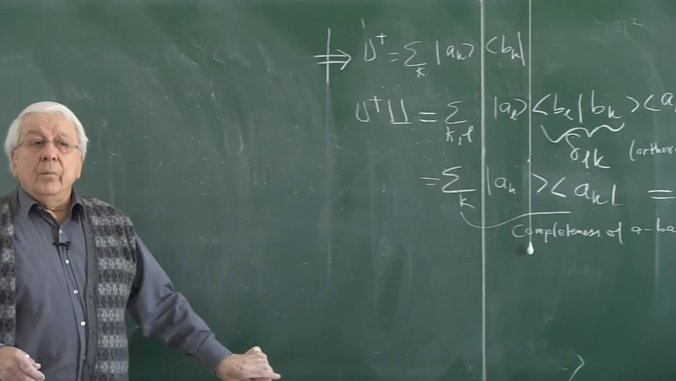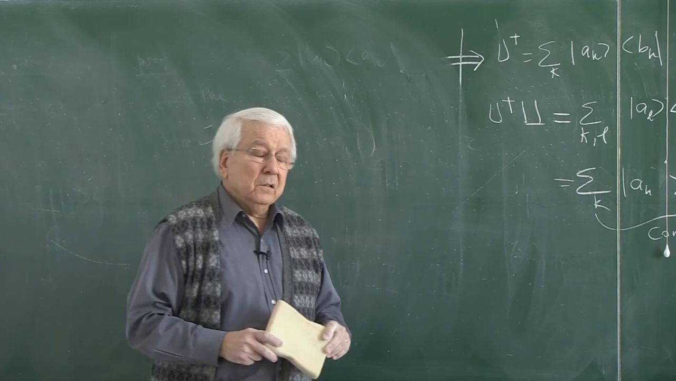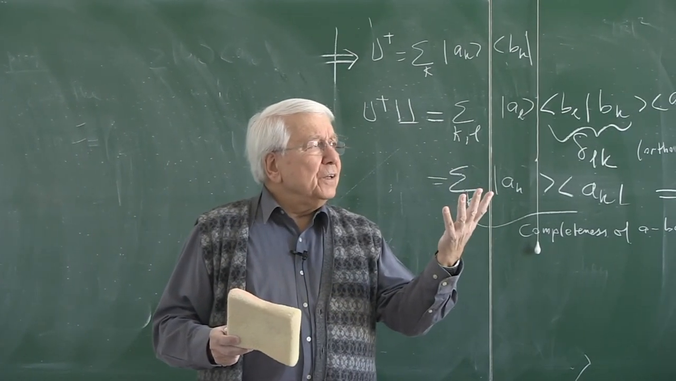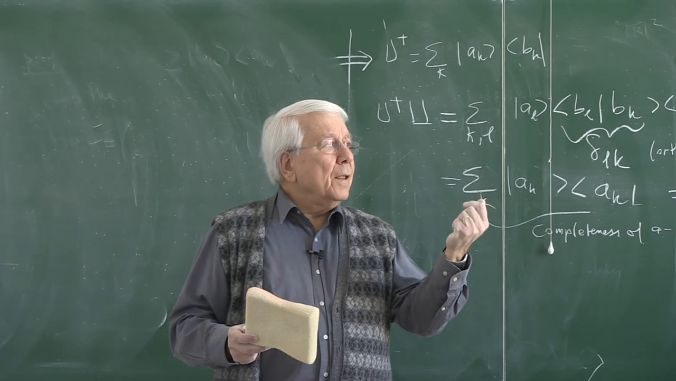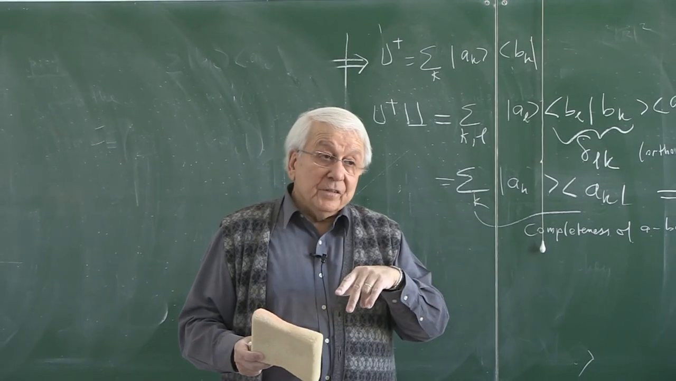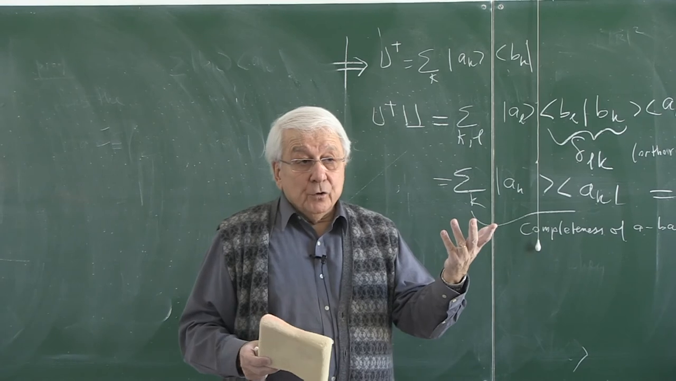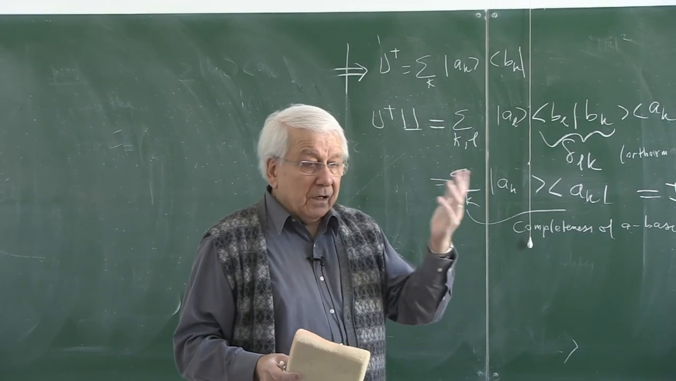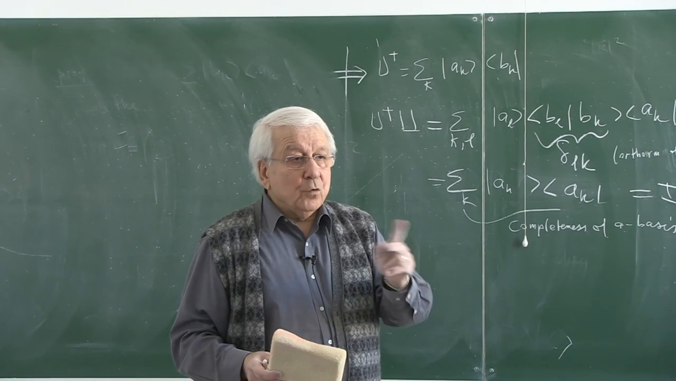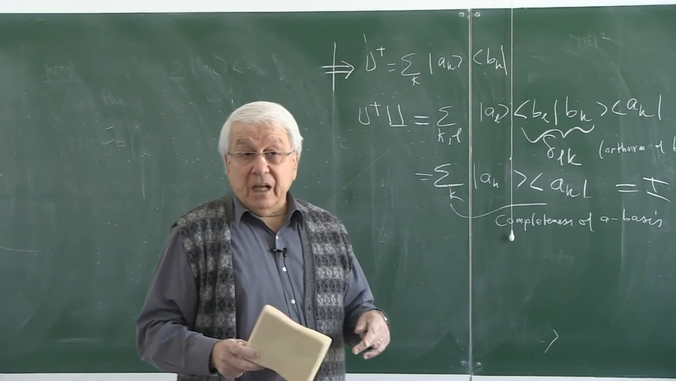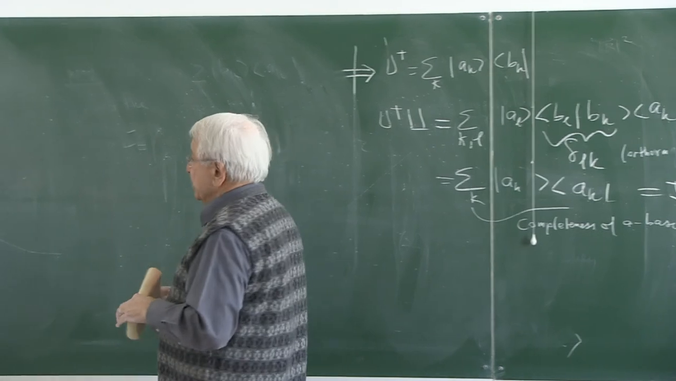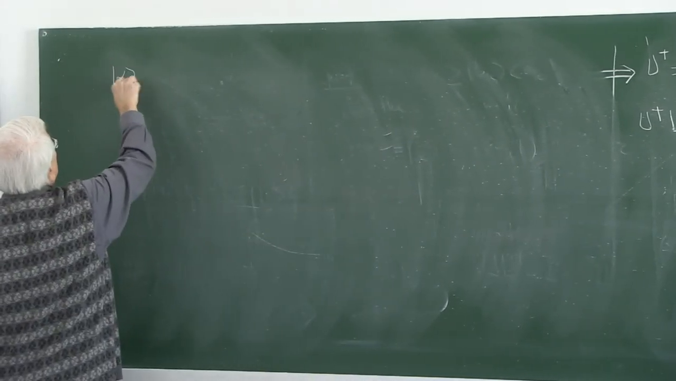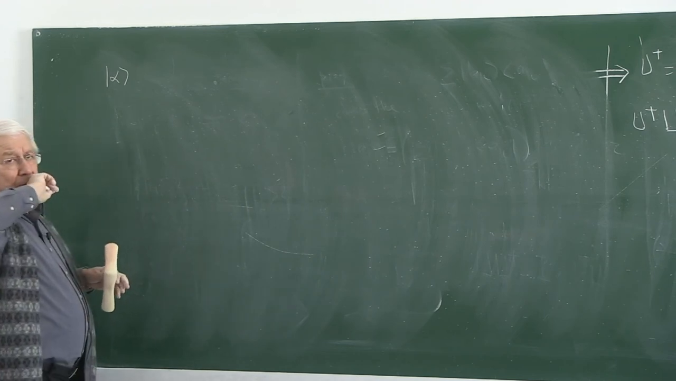Now, how about changing the basis? When you have an arbitrary ket vector, you have an expansion of that vector in one basis and in another basis, and we ask how these coordinates are related. That's the next subject. So let me consider alpha, an arbitrary state vector.